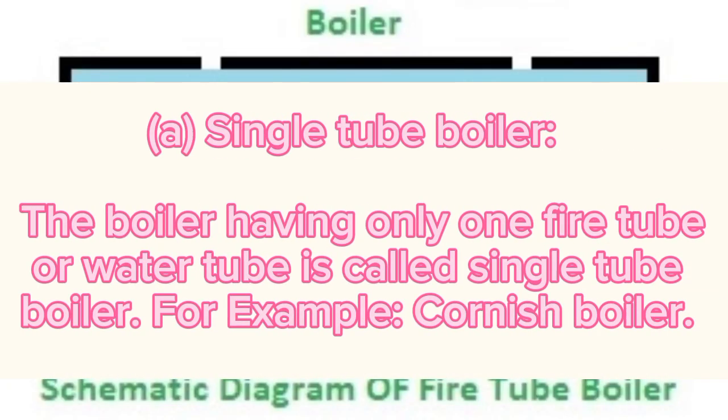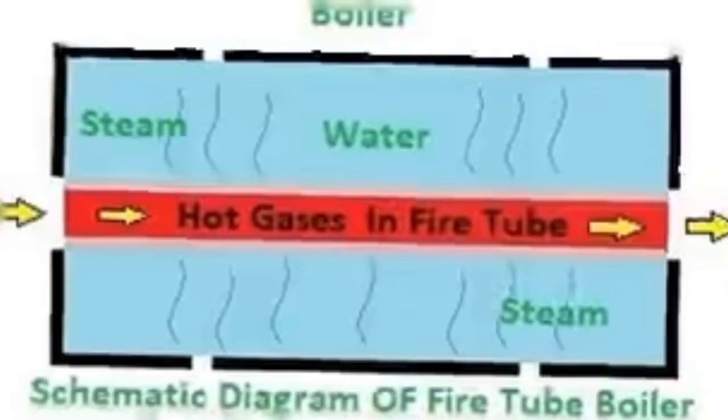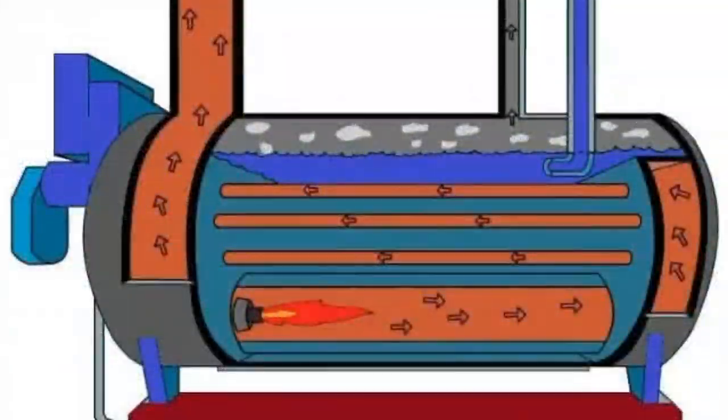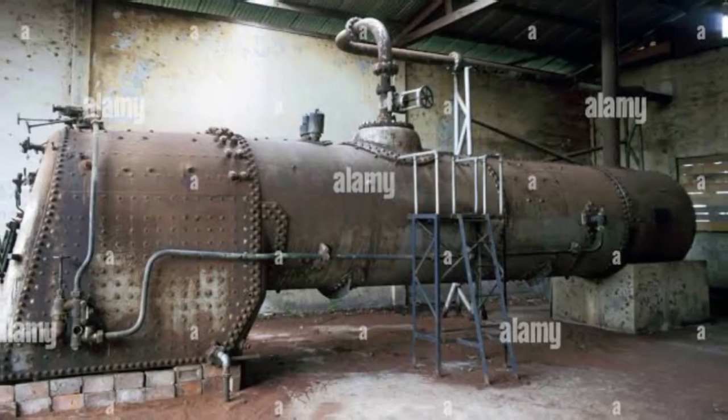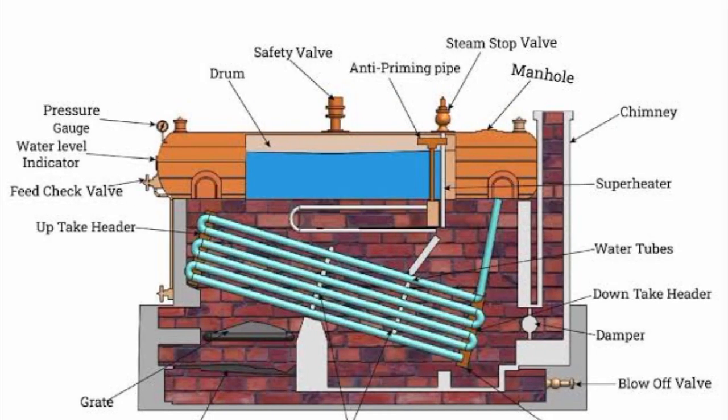7. According to tubes. A. Single tube boiler, the boiler having only one fire tube or water tube, is called single tube boiler, for example, Cornish boiler. B. Multi-tube boiler, the boiler having two or more fire or water tubes for the circulation of hot gases or water are called multi-tube boiler, for example, Lancashire boiler, locomotive boiler, Cochran boiler, Babcock and Wilcox boiler, etc.